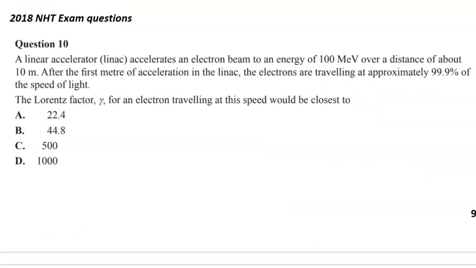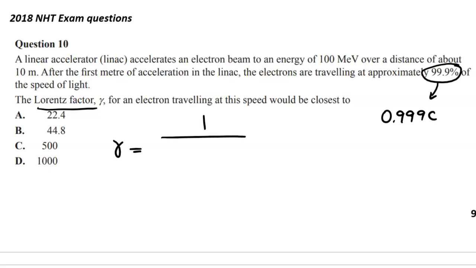We're now told about an electron that has 100 mega electron volts of energy. We're going to be looking at these energy units a little later on. I'm pretty sure this is a question from a previous exam where future questions relied on this data as well. What we care about is that the electrons are traveling at 99.9% of the speed of light, and we're asked to find the Lorentz factor for the electron. So 99.9% of the speed of light could be written as 0.999c.